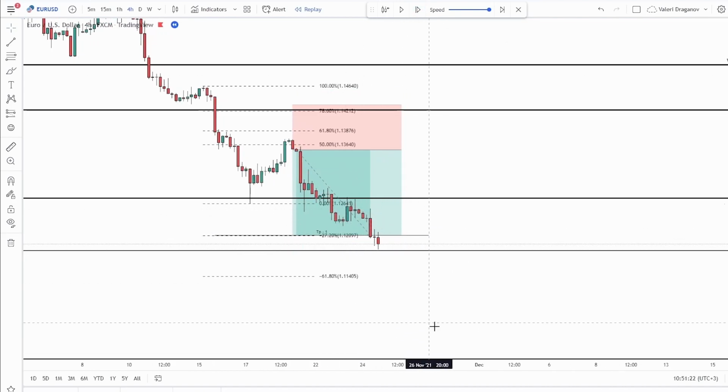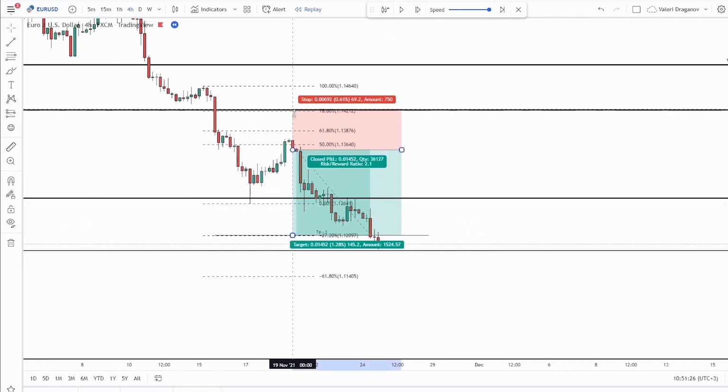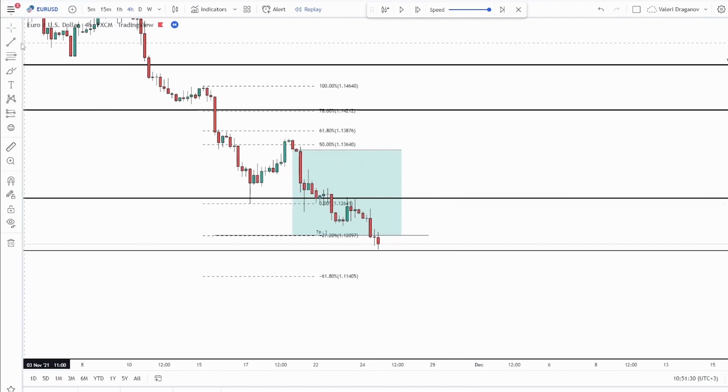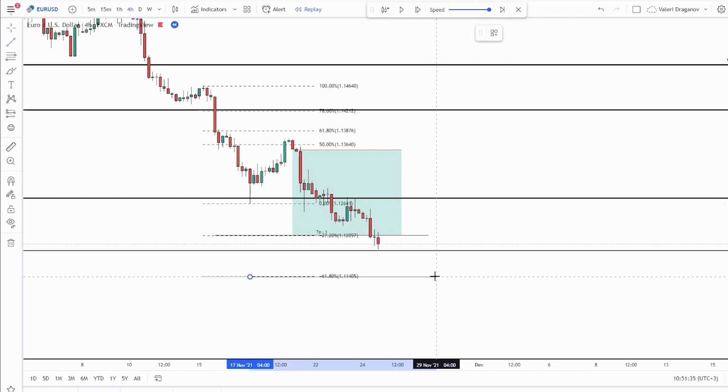Here the price reaches our first take profit. Then, as you already know, we're gonna protect the deal by moving the stop on profit and extend our second take profit to the 61.8 level.